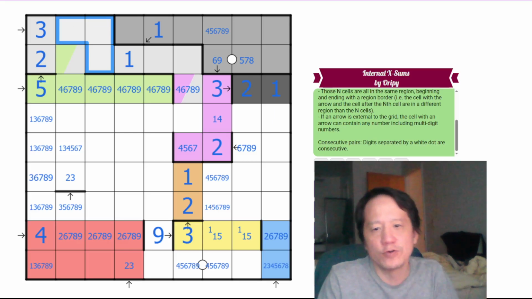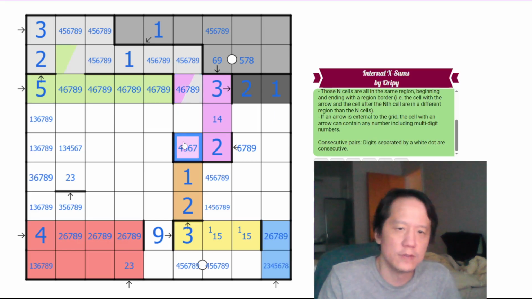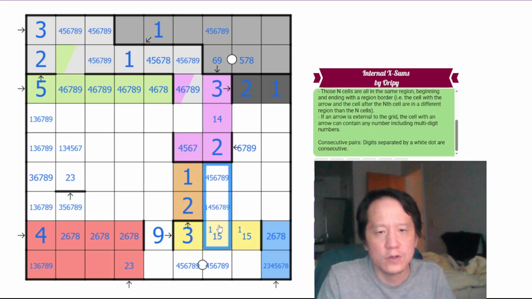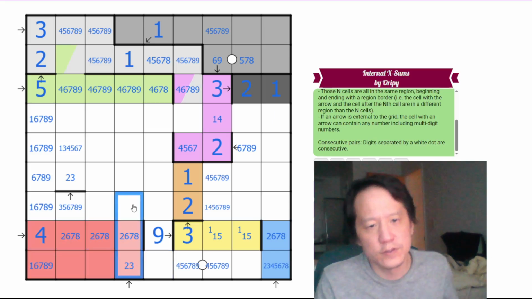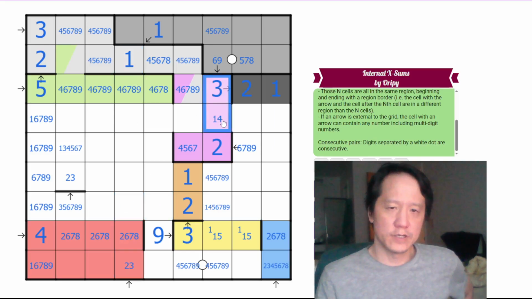These have to be 4 through 9 here. 9 cannot be either of these two because this is 9. This is 1 and 5. These can't be 9 here. This cannot be 3. This can't be 3. This could be 3 here. We're not sure. This is 1.